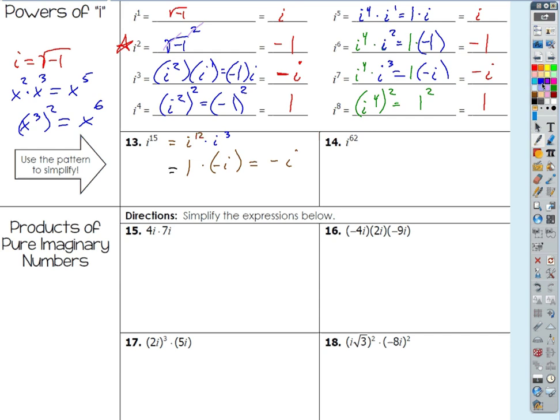If you're still wondering how I got 1 here, I to the 12th is just I to the 4th cubed, right? And I to the 4th is 1, and 1 to any power is what? 1. See how that works? Okay? Try that one. Everybody grab one of those boards if you don't have one, and try I to the 62.